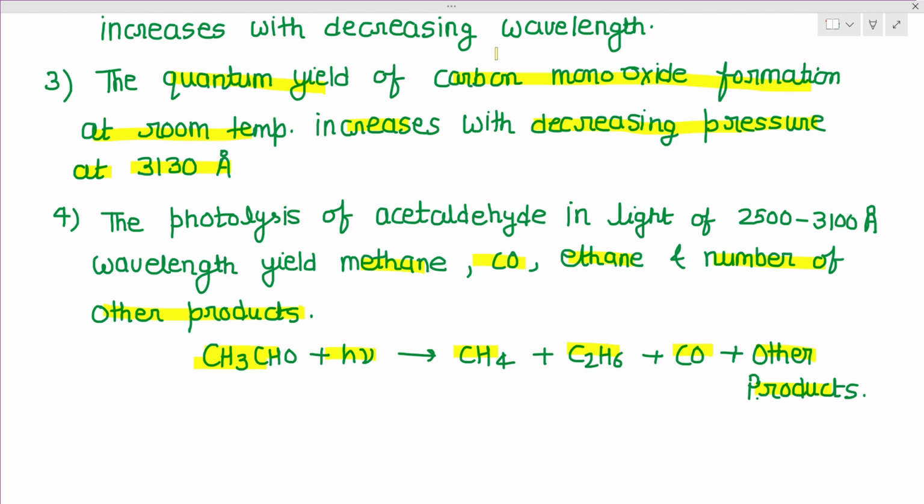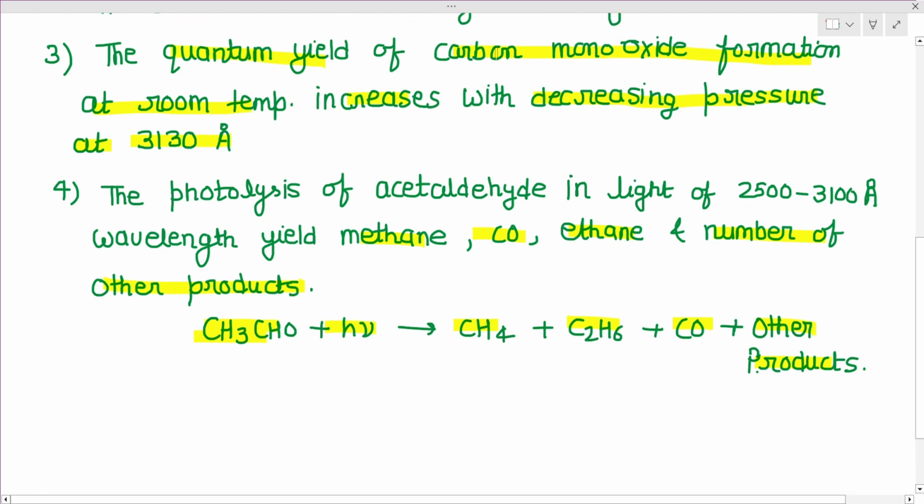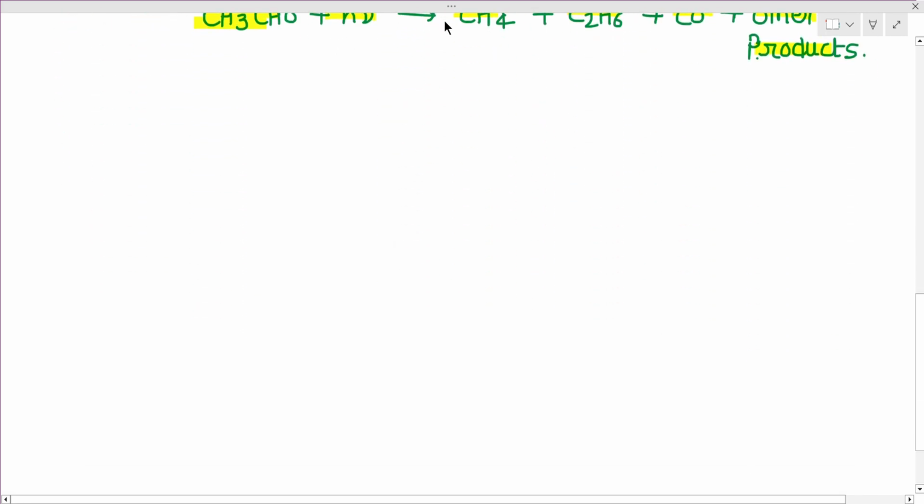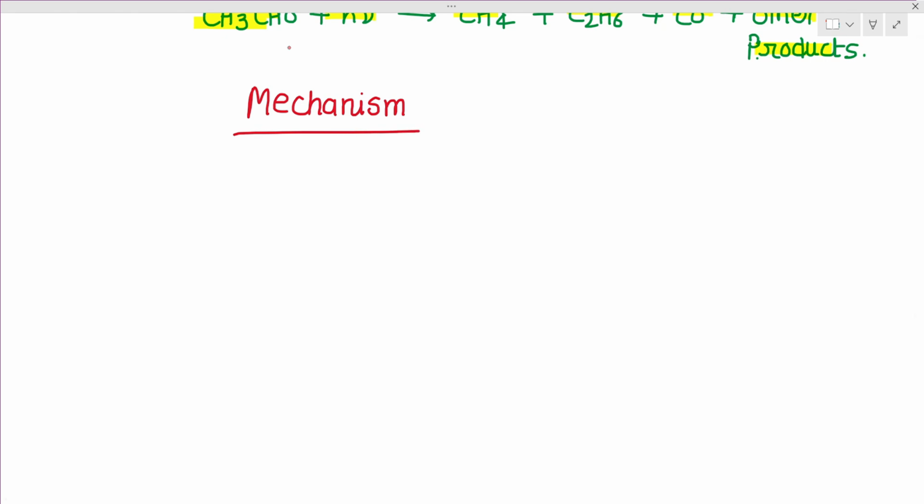Now, to account for this reaction, what mechanism was proposed? This is the mechanism for the photolysis of acetaldehyde. It will give the answer to all of these points. This happens in some steps. Step number 1 is CH3CHO, in the presence of light, forming CH3 plus CHO. The rate constant here is given by K1.